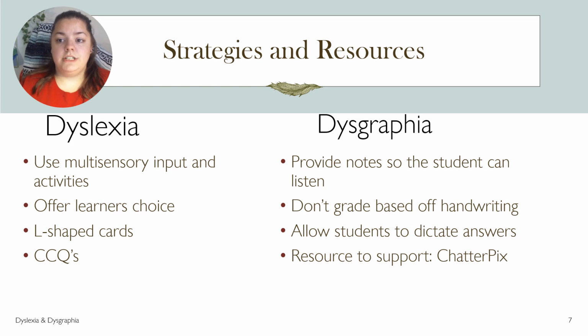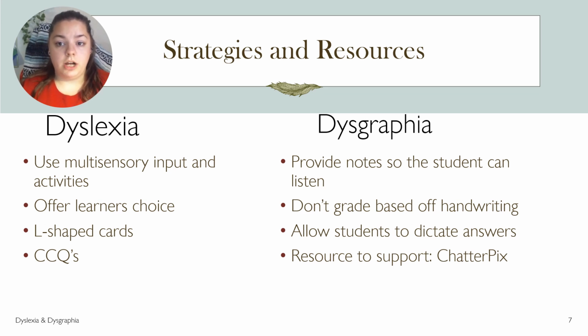Now, some strategies and resources for dyslexia and dysgraphia are as follows. For dyslexia, using multisensory input and activities allows students to make connections a little bit easier. Offer learner's choice, meaning having students draw or do something different rather than just writing notes about what is being taught. That can help them comprehend a little bit more and make those connections.